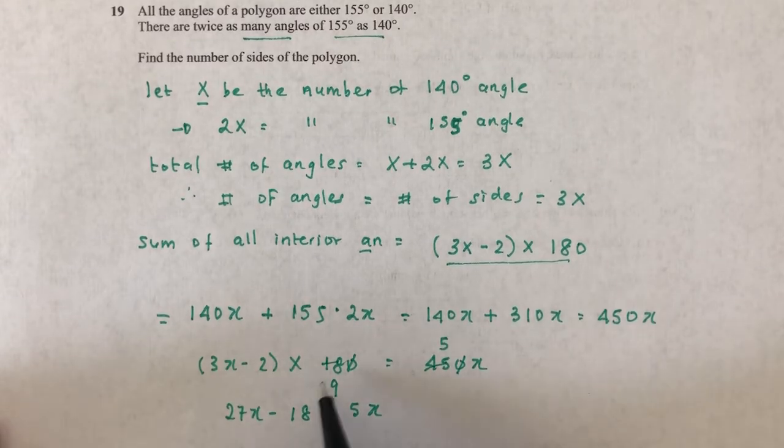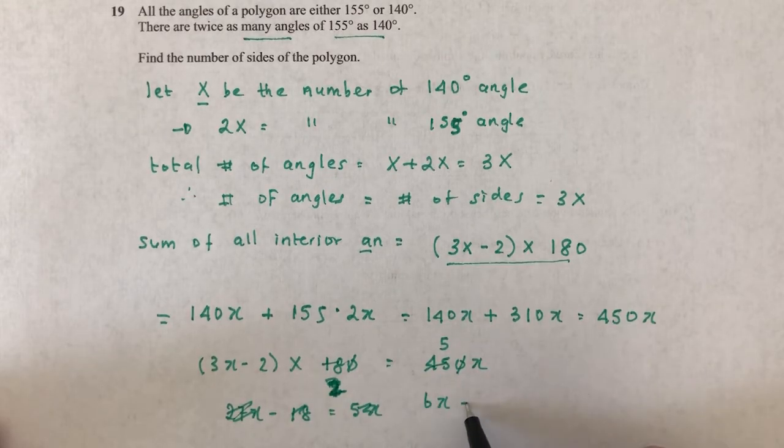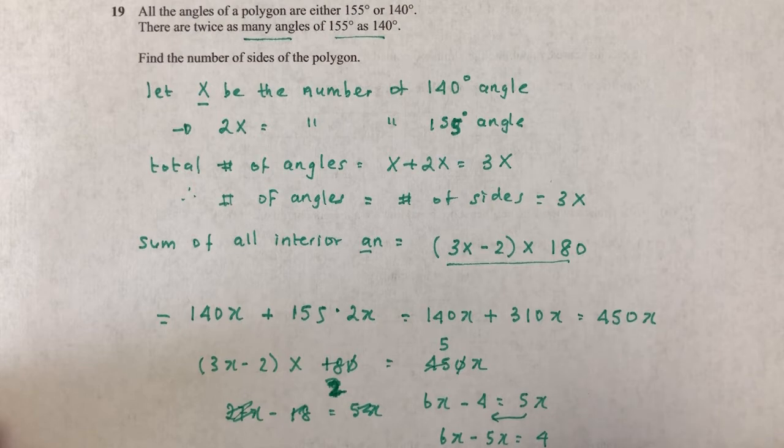Alright, this is 2, my bad. Made a mistake here, so divide by 9, this is 2. So that will be 6x minus 4 equal to 5x. So send x over here, we have 6x minus 5x equal to 4. So x equal to 4.